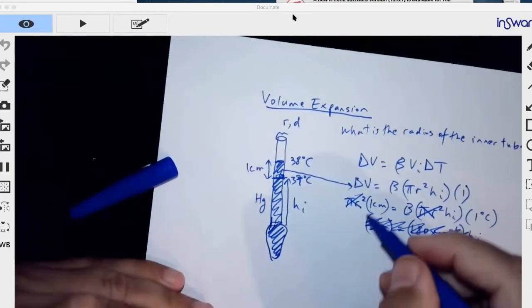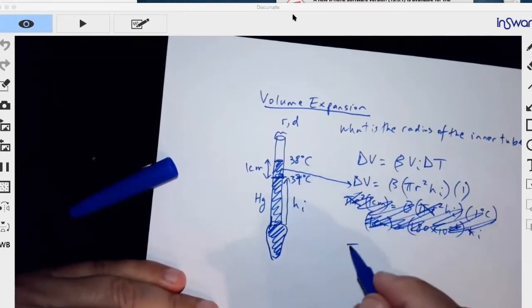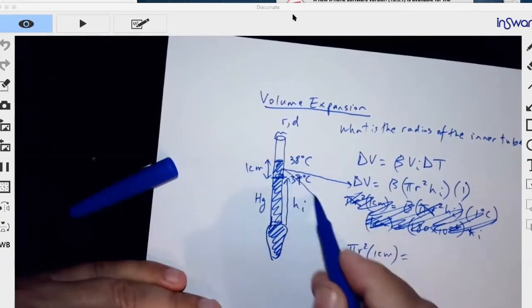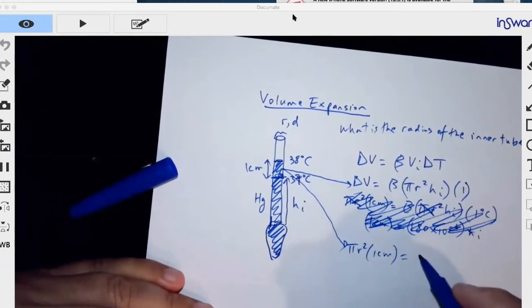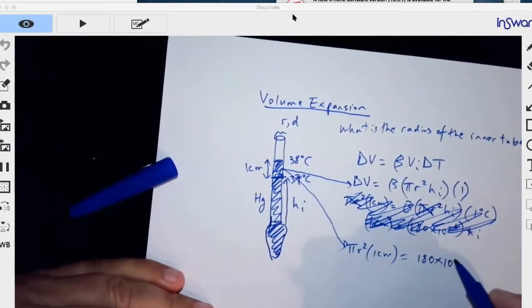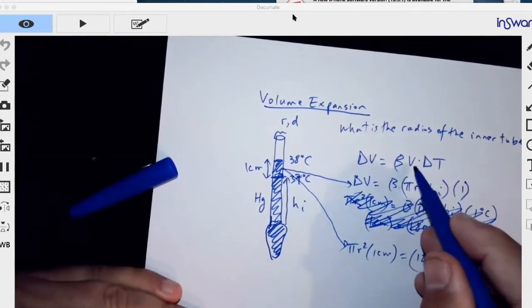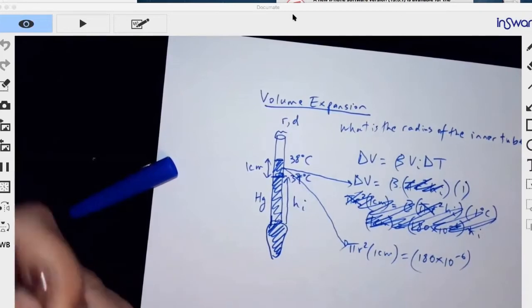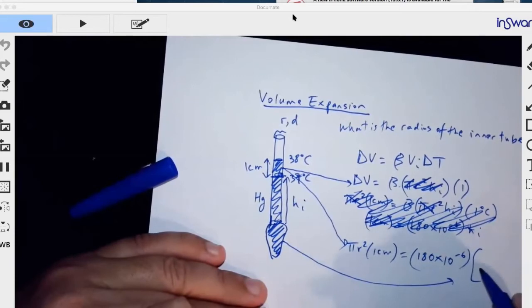Okay, so delta V is still going to be pi r squared times 1 centimeter. That's that. You guys see that? Okay. Beta is going to be 180 times 10 to the minus 6. Right? That's beta. What's going to be the V initial? That's where it's wrong. So V initial is going to be whatever volume is here. We can call that V bottom.